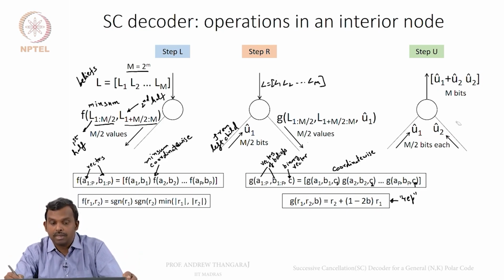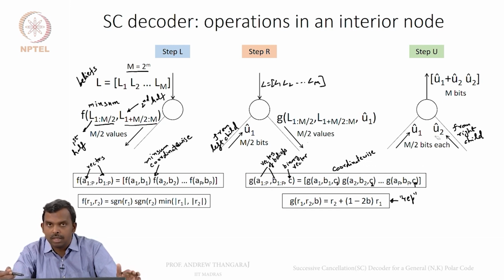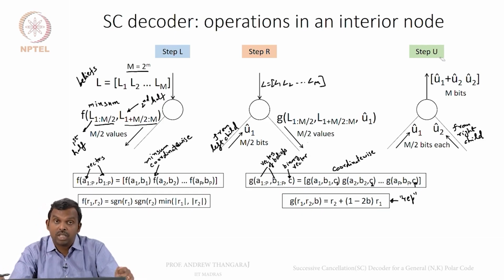So this is what comes back from the right child. The right child has finished all it has to do, and it has sent the decisions back to its parent. So this node is getting back something from the right child. You remember it already had u1 hat from the left child. It is getting u2 hat from the right child. Remember these two, u1 and u2, are now m by 2 bits each. They are not single bits. And what will the node do? It has to do step U once it has received incoming decisions from both the left child and right child.